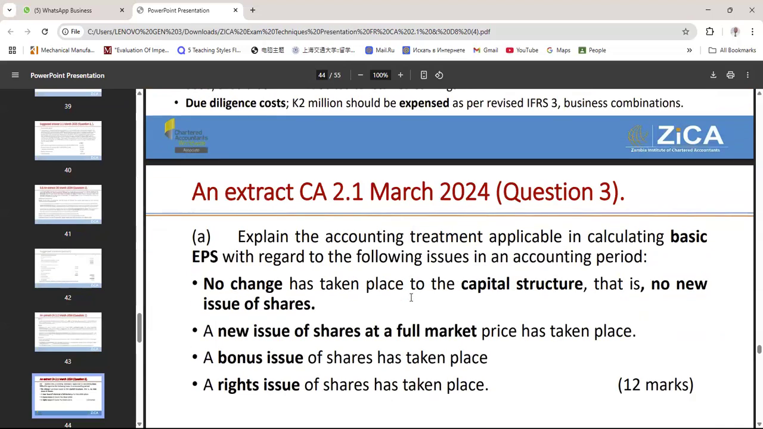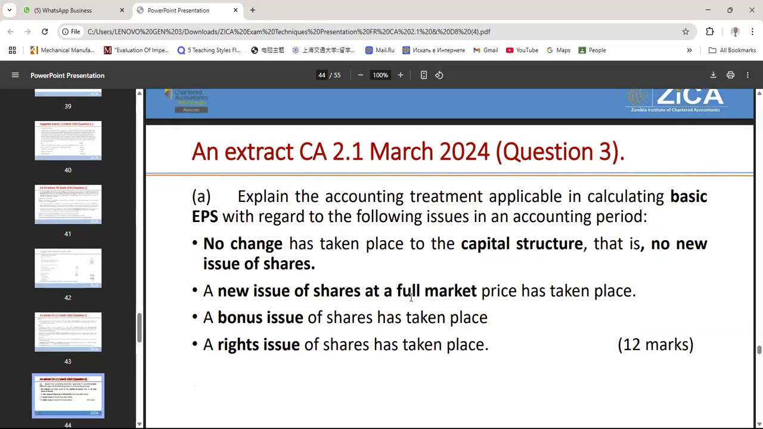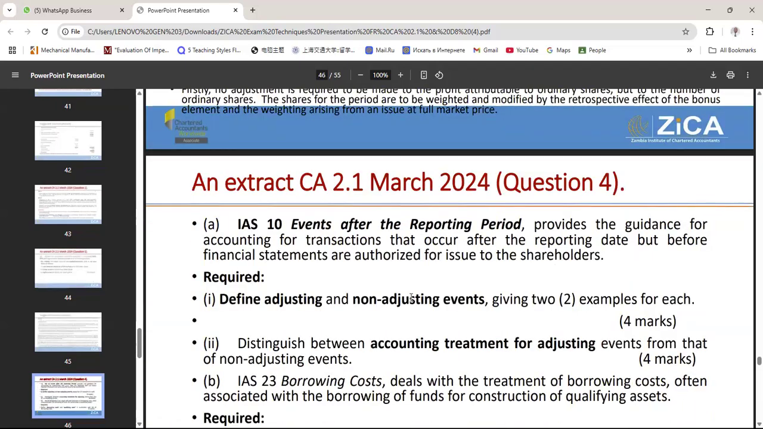March 2024, basically it was on the earnings per share where they tested IAS 33. So take note, you have to compute basic. You only take into account existing shareholders. Then diluted earnings per share, you take also dilutive potential shares. So that's what was tested, where there was a change in the capital structure. How do we account for it? This is an excellent question I can recommend on IAS 33. So can you try to go through CA2.1, March 2024? You can see those where they suggested the answers.